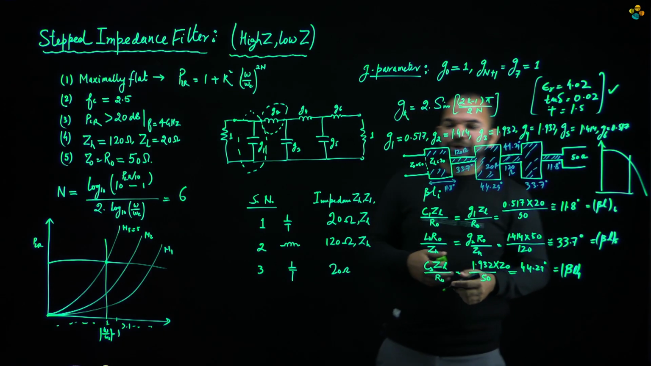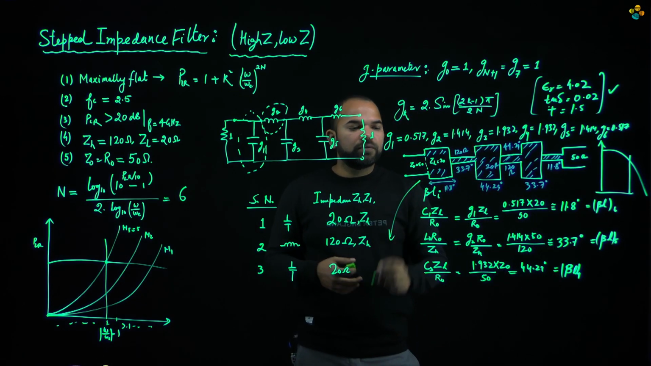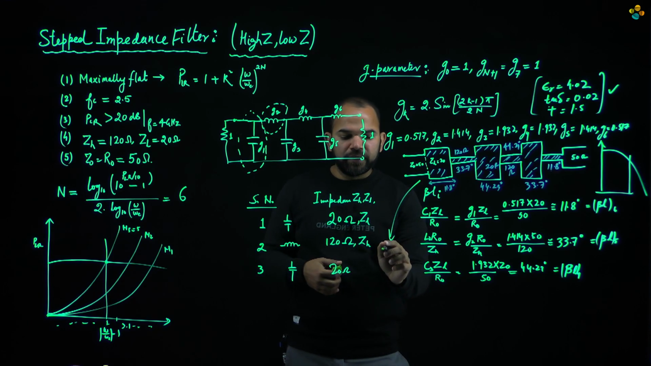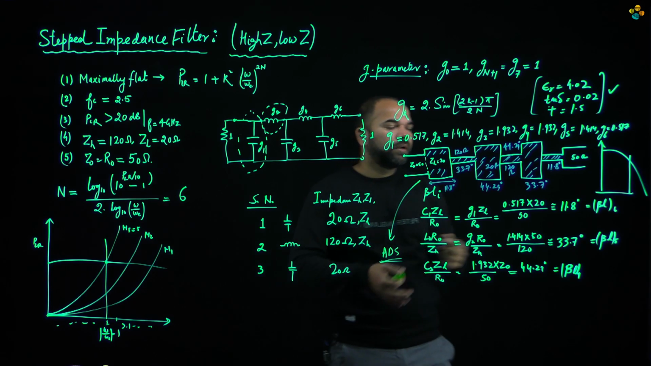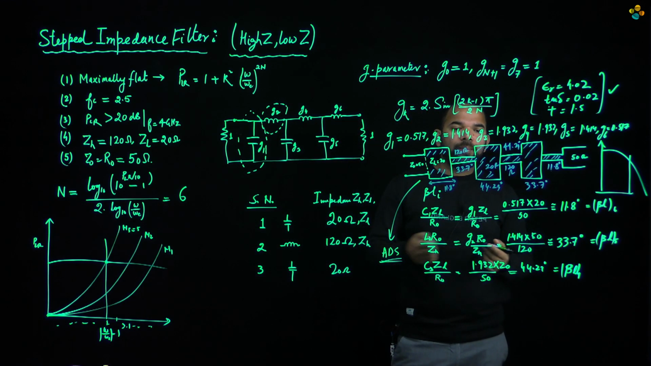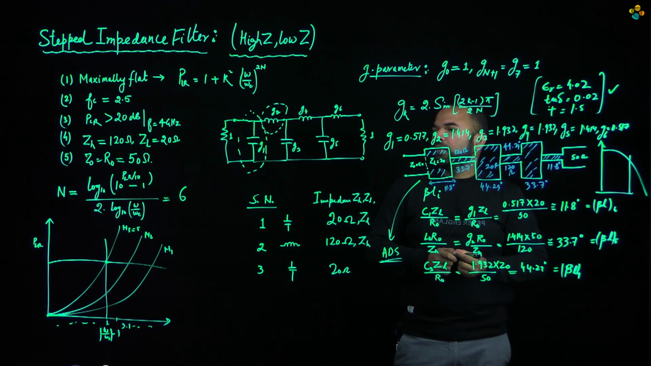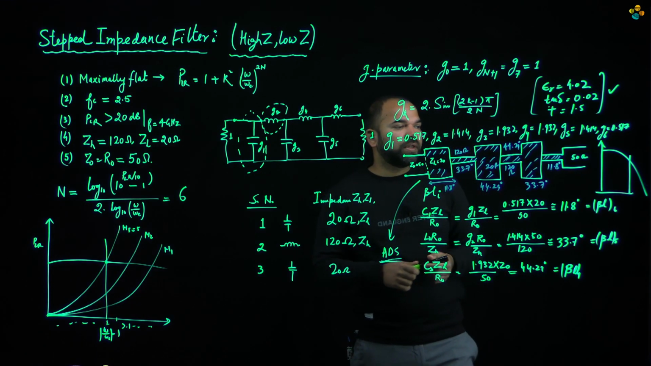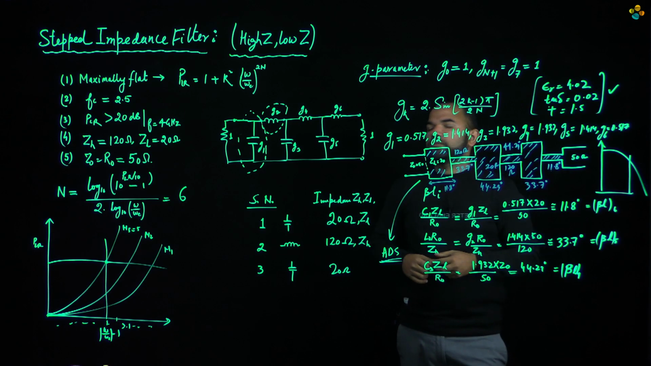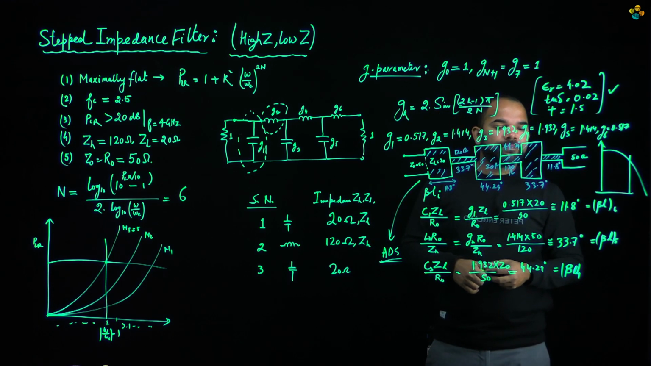So this is your simulation exercise. You can simulate this problem in any simulator. So maybe I would suggest to go for ADS and simulate and see whether this filter is giving us better isolation at 4 gigahertz, okay, more than 20 dB at 4 gigahertz, and its cutoff frequency is almost equal to 2.5 gigahertz. So thank you.